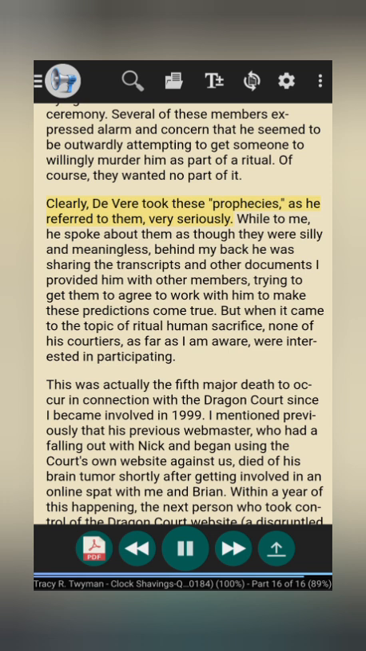Clearly, de Vere took these prophecies, as he referred to them, very seriously. While to me, he spoke about them as though they were silly and meaningless, behind my back he was sharing the transcripts and other documents I provided him with other members, trying to get them to agree to work with him to make these predictions come true. But when it came to the topic of ritual human sacrifice, none of his courtiers, as far as I am aware, were interested in participating.